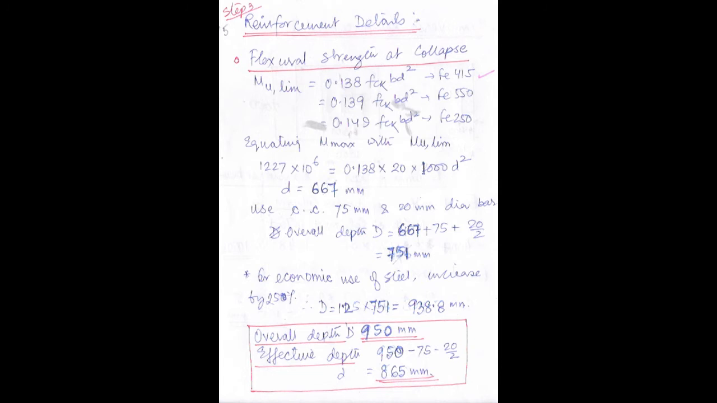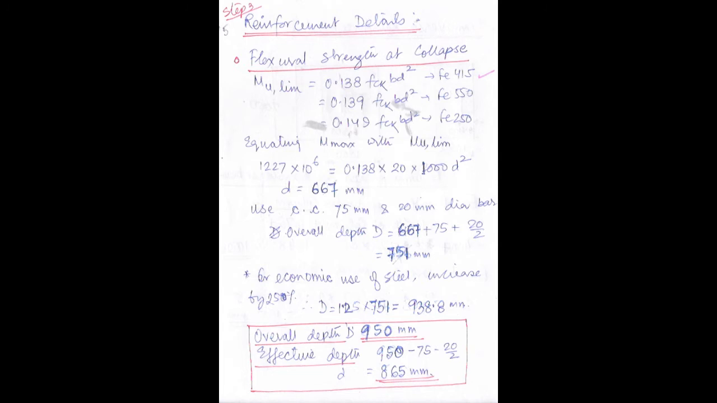millimeter. Now you use a clear cover of 75 millimeters. Sometimes you can provide it as 60, 70 also. Here I am giving it 75 millimeter, and assume that you will use 20 millimeter diameter bar. That decision you have to take over here, and after that you do it in the next step. So overall depth will be how much? That is the effective depth plus clear cover plus half of the diameter of the reinforcement bar you are providing. So 667 plus 75 plus half of the diameter, that is 20 by 2. That gives us 751 millimeter.